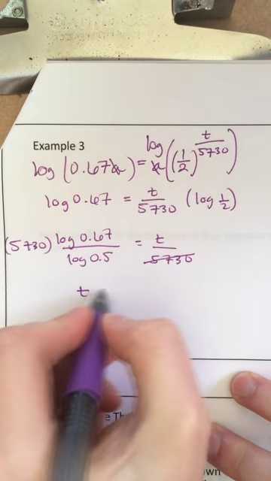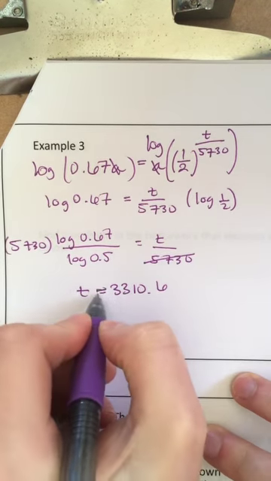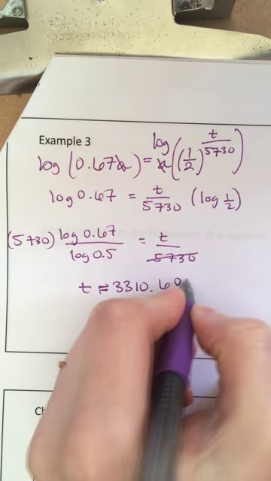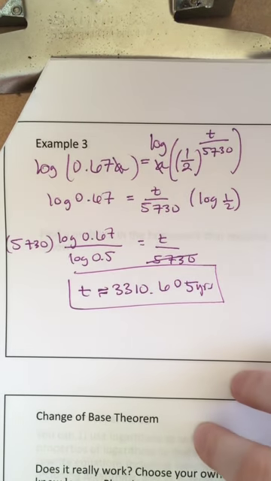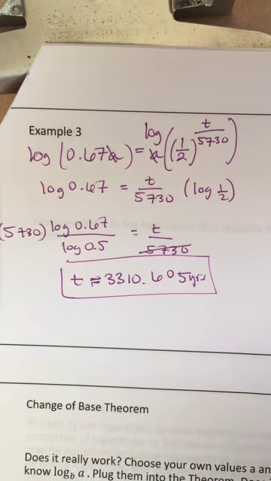I'm doing it step by step just so I don't have to deal with parentheses, but you can. I'll make it approximate, and this is in years. So the carbon dating of this skull is approximately 3,310 years old.